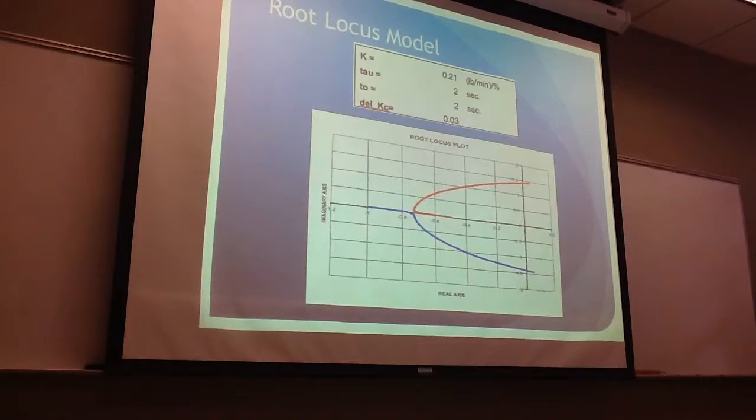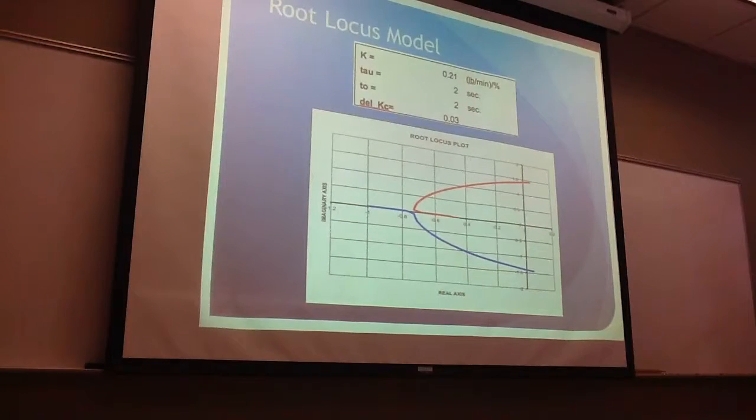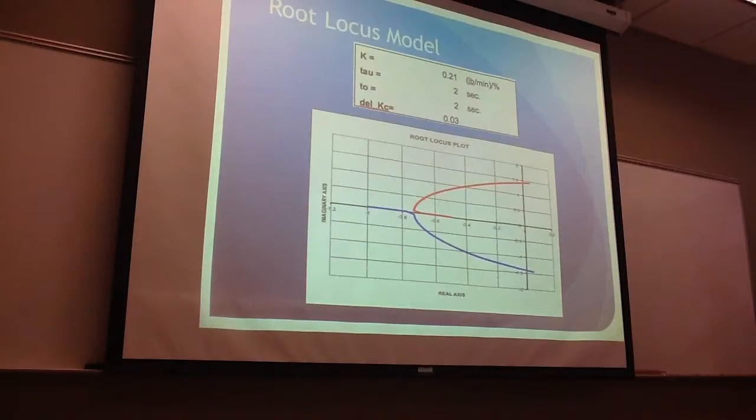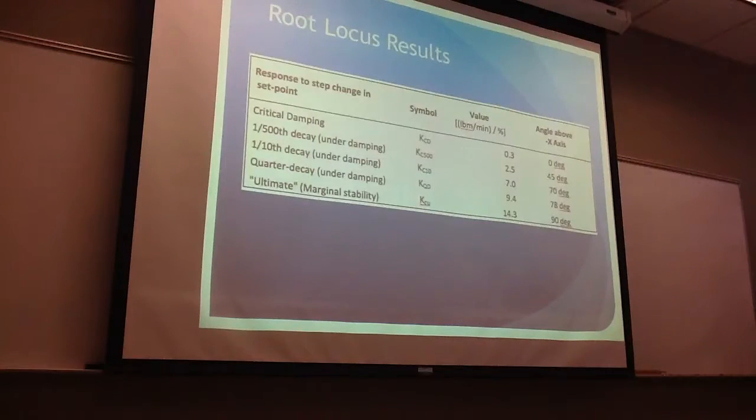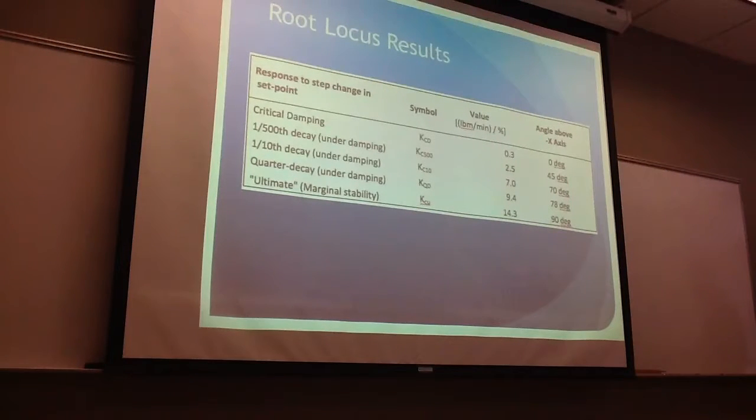Here's our root locus model. We use the same values that we got from our frequency response, which are 0.21, 2, and 2. Here are the results for our root locus. We put in different values of 0.3 to 0.5, etc., into different graphs to get a different experiment for each one.